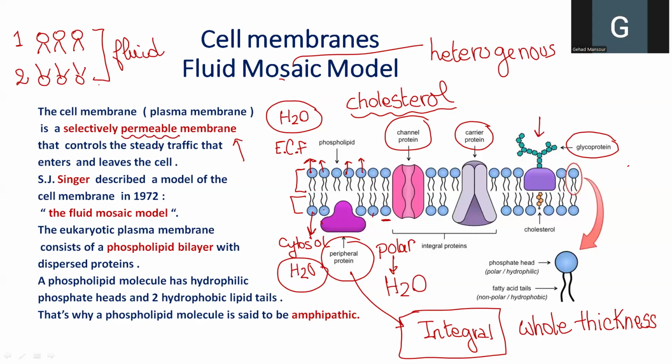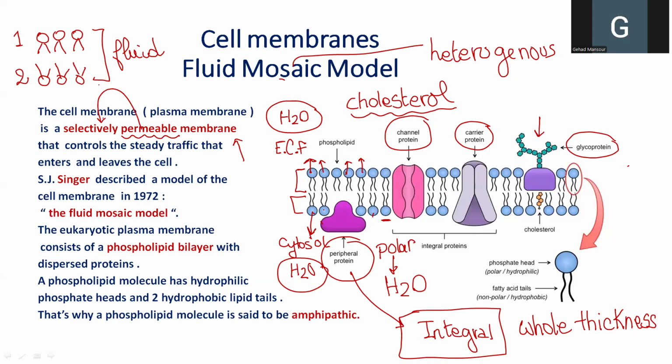Permeable means allows the passage of. Selectively permeable means that it controls and selects what molecules or substances to pass and what substances will be prevented. This fluid mosaic model is actually a model for eukaryotic plasma membranes in particular.